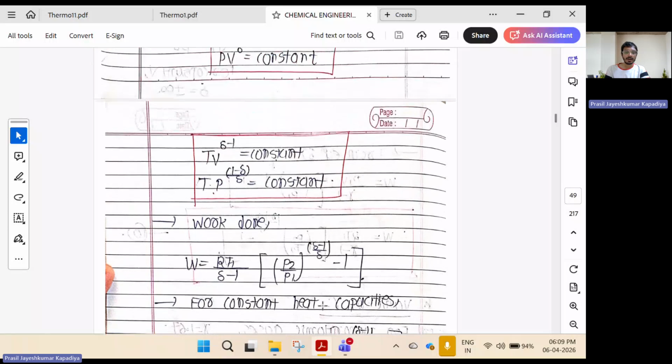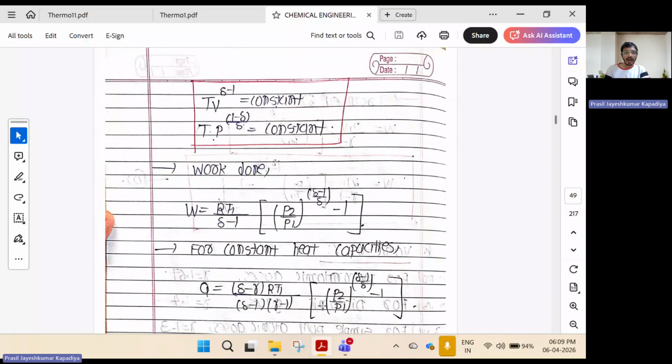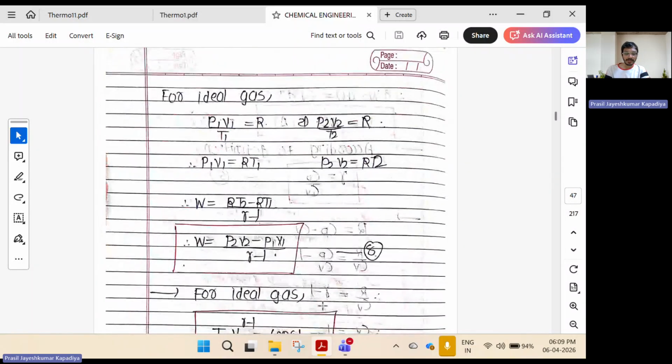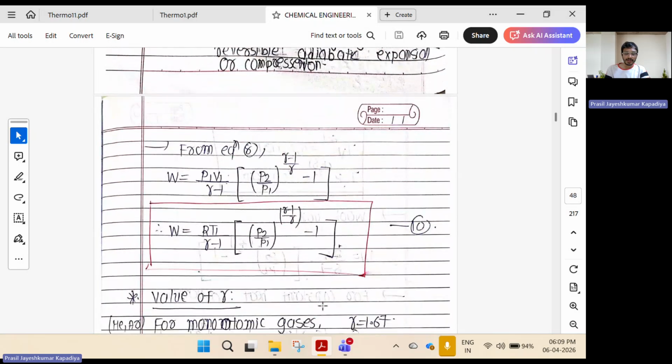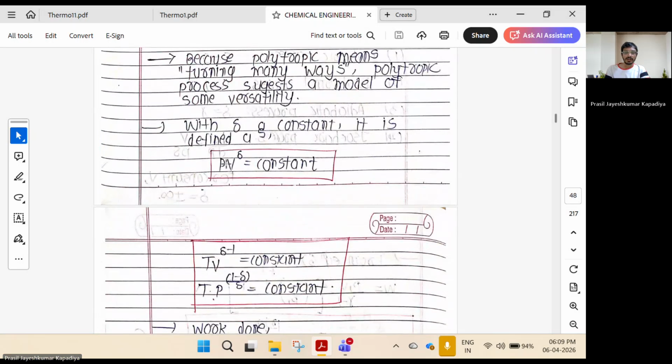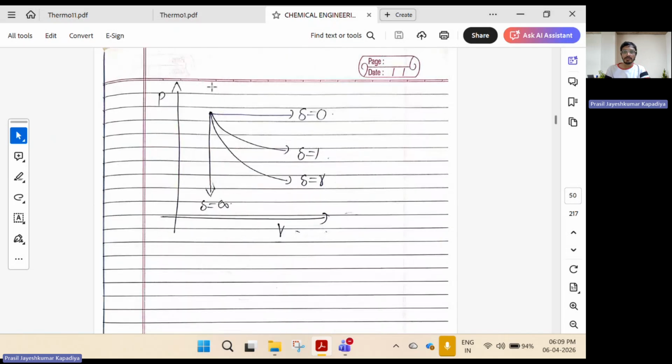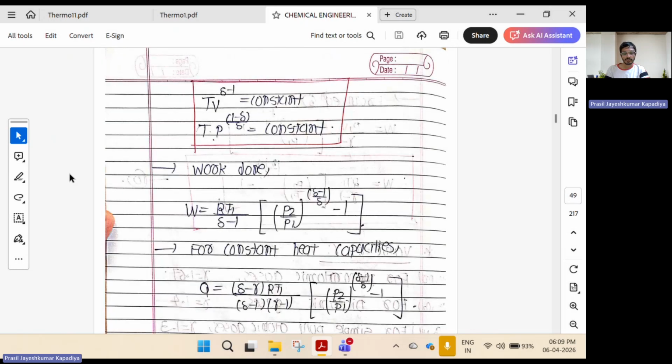P into V raised to gamma is equal to constant. And for any isochoric process, delta can be infinite. Delta can be very, very high, infinite. Okay. So this is for the polytropic process. Delta is equal to 0, isobaric. Delta is equal to 1, isothermal. Delta is equal to gamma, adiabatic. And delta is equal to infinity for isochoric process.